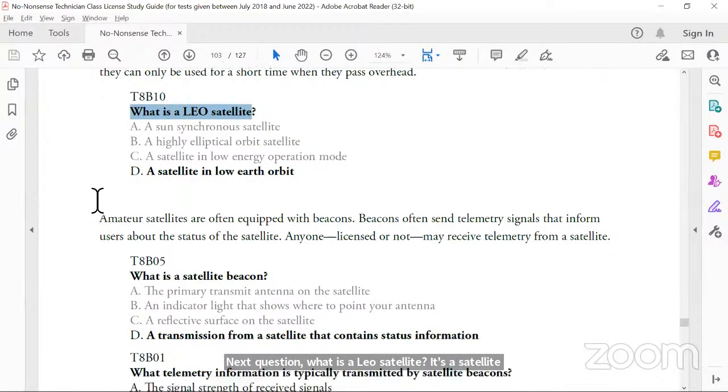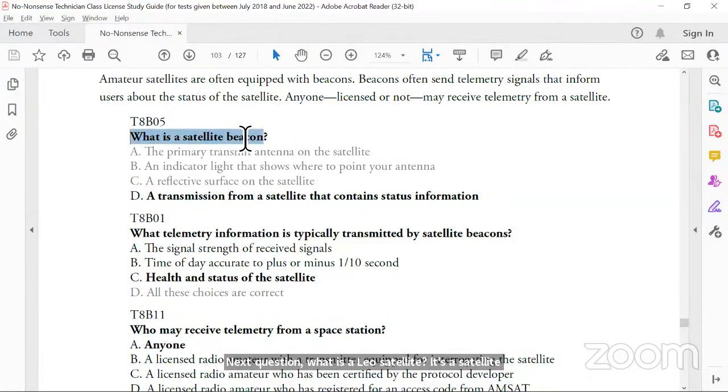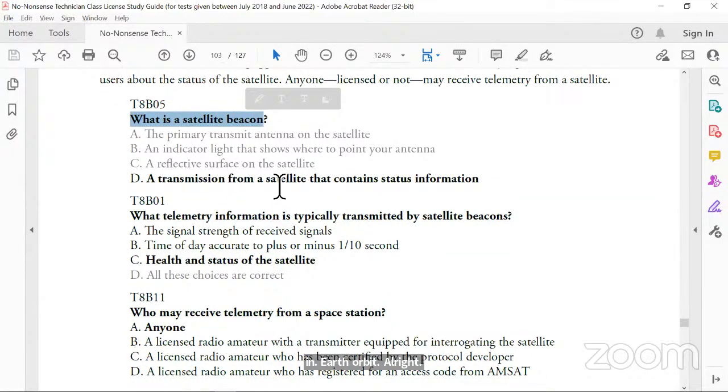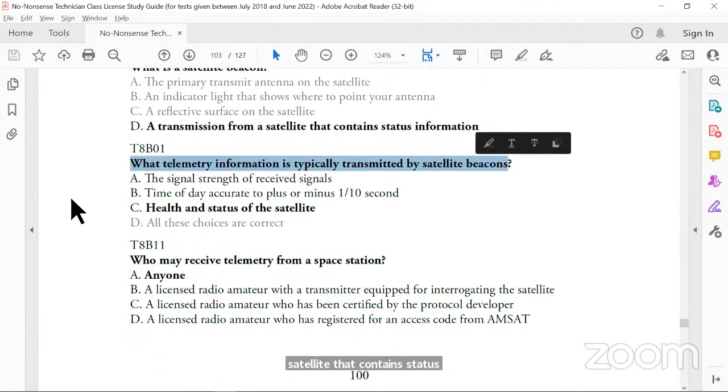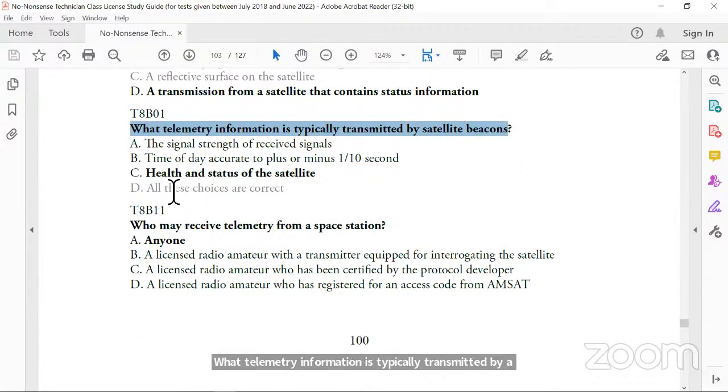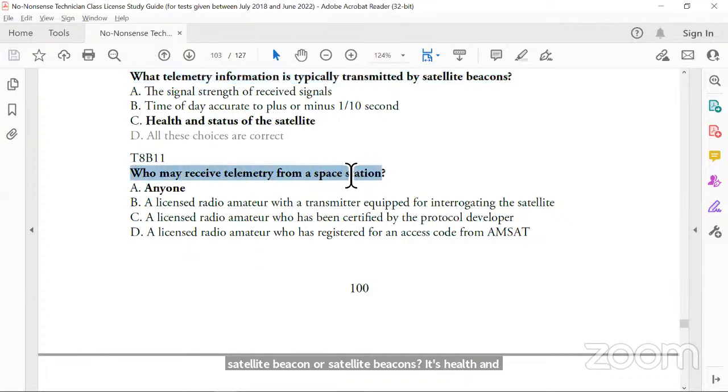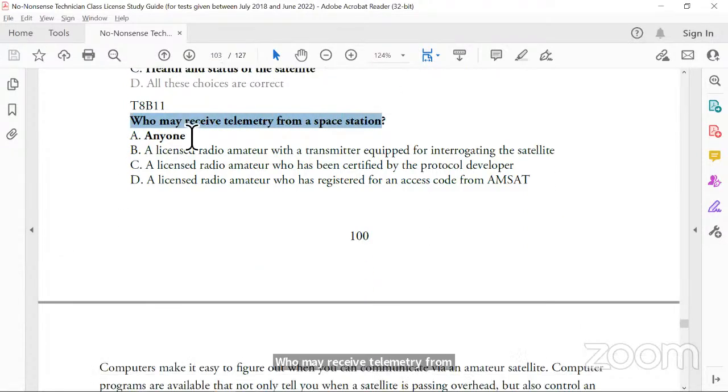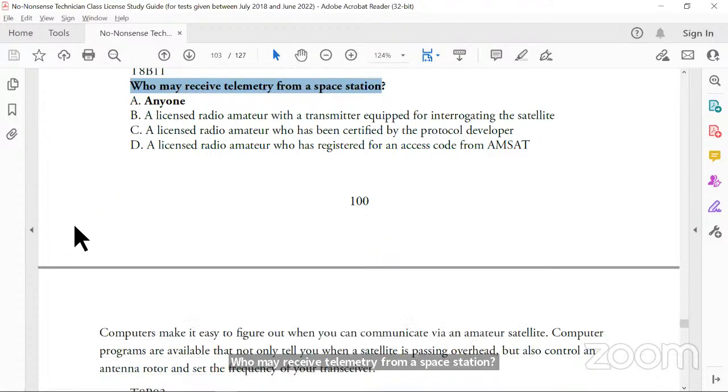All right. What is a satellite beacon? It's a transmission from a satellite that contains status information. What telemetry information is typically transmitted by satellite beacons? It's the health and status of the satellite. Who may receive telemetry from a space station? Anyone. Okay.